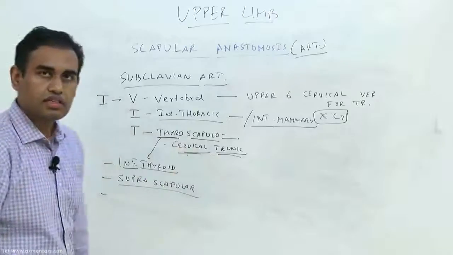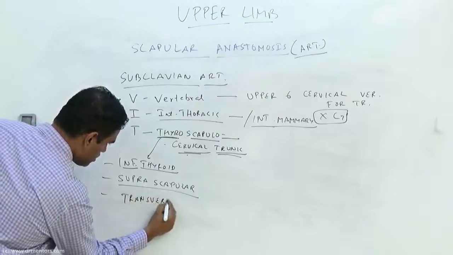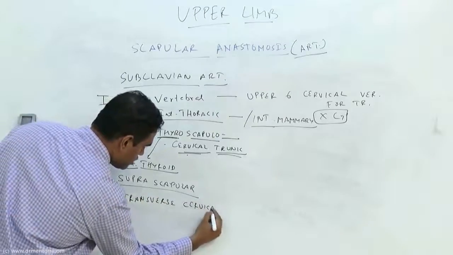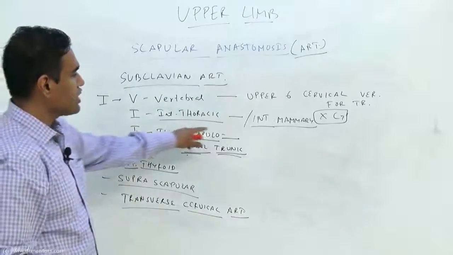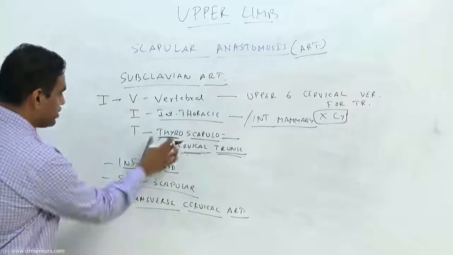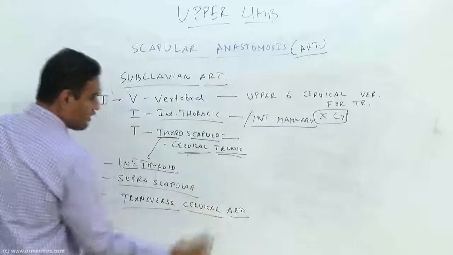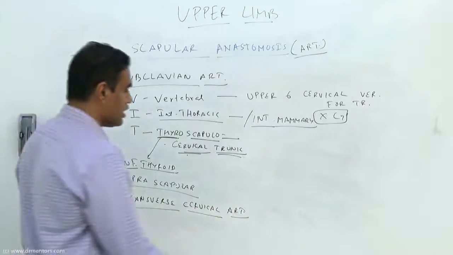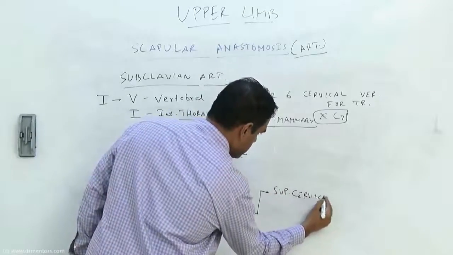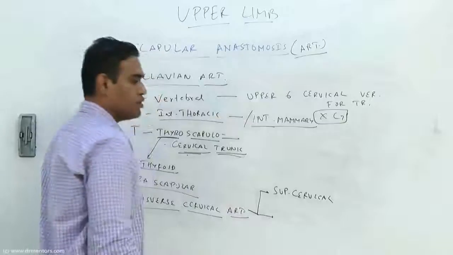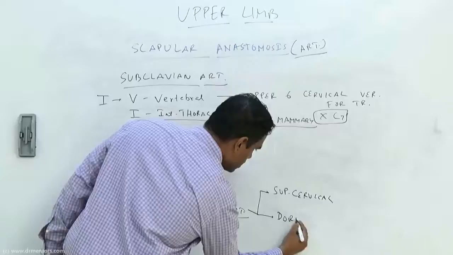Here is our transverse cervical artery. So thyrocervical trunk: inferior thyroid artery, suprascapular artery, transverse cervical artery. From the transverse cervical artery arises our superficial cervical, or sometimes we have another artery coming directly from the transverse cervical, sometimes a dorsal scapular artery.